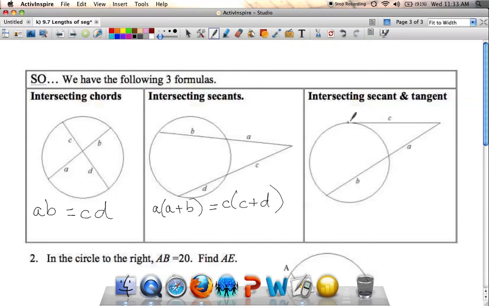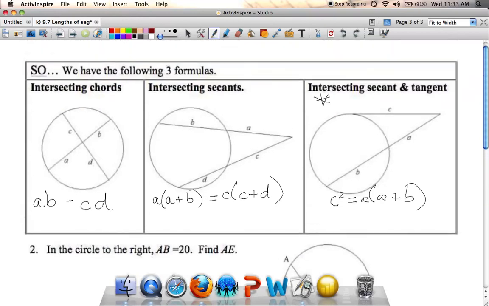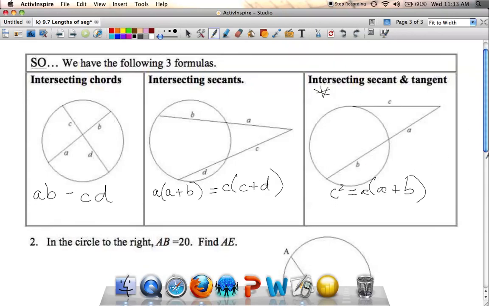For this one, it turns out that it has the same relationship, but this is both the outside part and the whole. So it turns out that this is c squared equals a times a plus b. In class, next class, we'll discuss this one. Okay, so using these three new formulas, see if you can complete this worksheet.